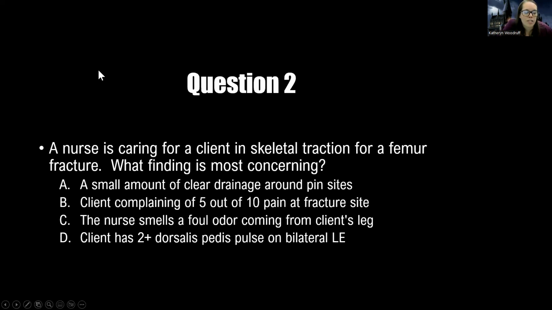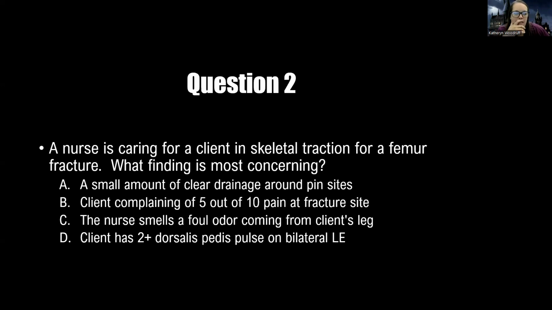Question 2. A nurse is caring for a client in skeletal traction for a femur fracture. What finding is most concerning? So here's another one of those "most" questions that you guys hate, where it's asking, what's most concerning? And it means all of these can be concerning, but which one is scariest to you? Really it's trying to assess your ability to judge whether something's expected or abnormal. And then even if there's multiple unexpected things, which one is the scariest or most severe?